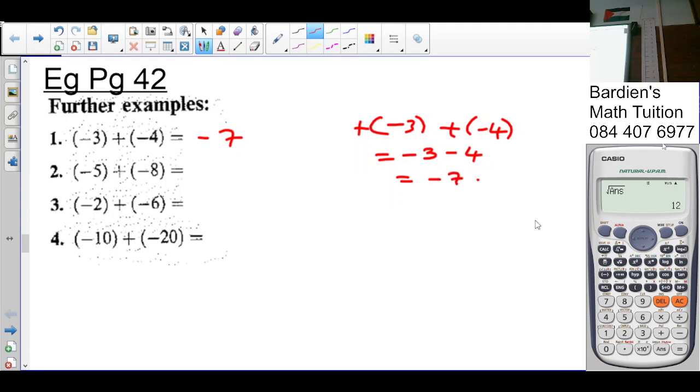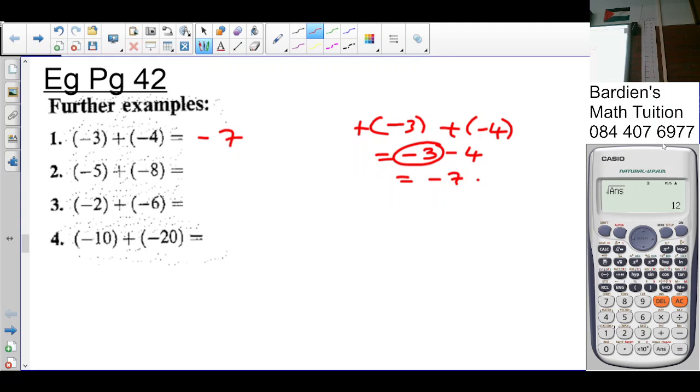Yesterday some people were a bit confused about when to use minus and when to say negative. The state of 3 is negative, whilst the operation is minus. So it's negative 3 minus 4. You guys understand? If you say minus 3 minus 4, we know what you mean.